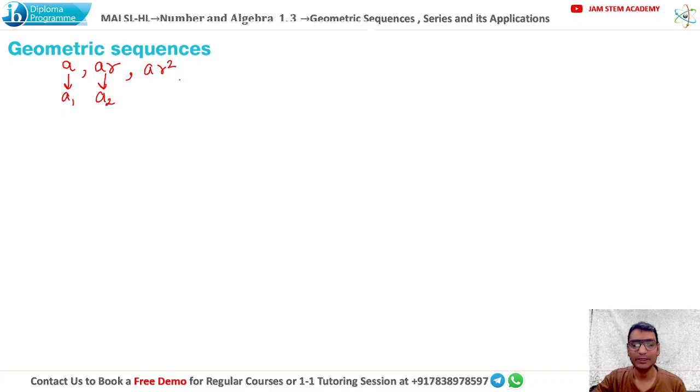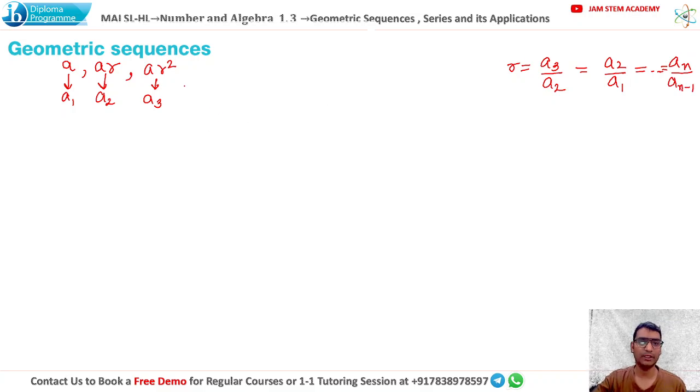Here, this r number is a fixed number, which we also call the common ratio. Why? Because if you take a3 by a2, you will get r. If you take a2 by a1, you get r. In the same way, if you take any term, the nth term, and divide it by its previous term, you will always end up getting the same number, which is the common ratio of the GP. In this way, we can get the general term of the GP as well.